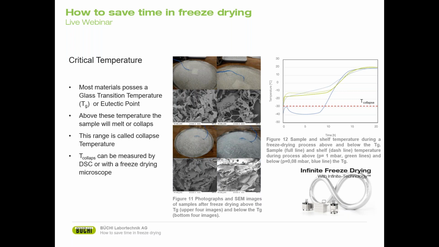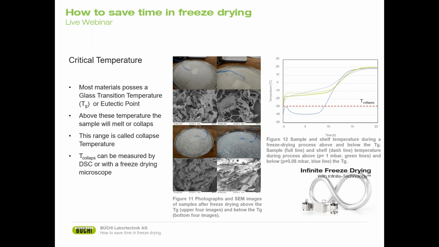Figure 11 shows the sample after the drying is finished. The upper 4 pictures show the sample that was run above the glass transition temperature, or collapse temperature. So you can see that it collapsed. You can see how it essentially pushed itself down to the tray, and you can see all of these little bubbles on the top. When we put the sample under an SEM microscope, we could also see quite a lot of big holes in the structure itself.